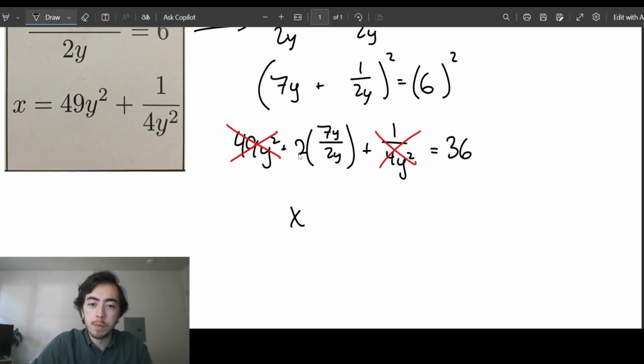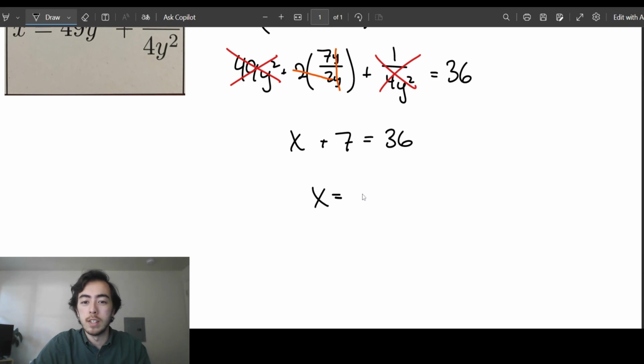If I have 2 times 7 divided by 2, both of these 2's can just cancel each other out. And then also a y on the top and a y on the bottom will cancel each other out. So that term right there is just a plus 7. So we have x plus 7 is equal to 36. And the only number that would work for x is 29, because 29 plus 7 equals 36. So there is my answer.